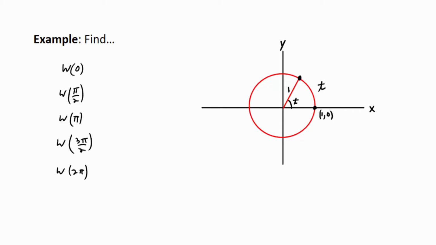So to get you used to the wrapping function, let's see if we can plug in particular values of t and figure out what the points should be for the output. Okay? So let's say we have an input of 0. So function notation, w of 0.